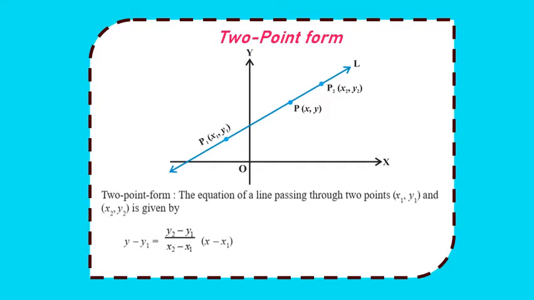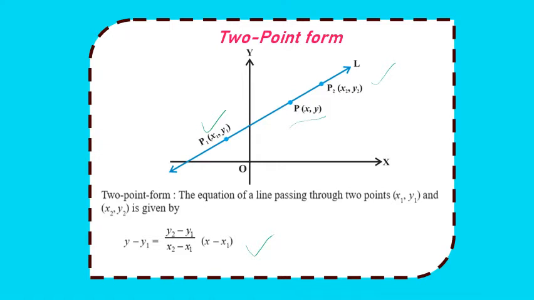Next is 2-point form. That is if 2 points on a line are given. In the figure you can see we have points P1(x1, y1) and P2(x2, y2) on the line. So taking an arbitrary point P on the line, the equation of the line is obtained by using y minus y1 equals (y2 minus y1) upon (x2 minus x1) multiplied by (x minus x1).